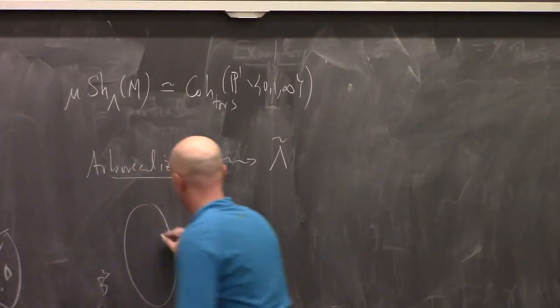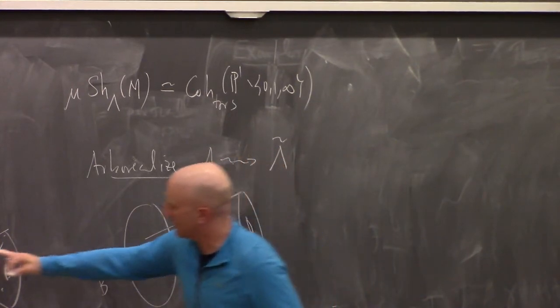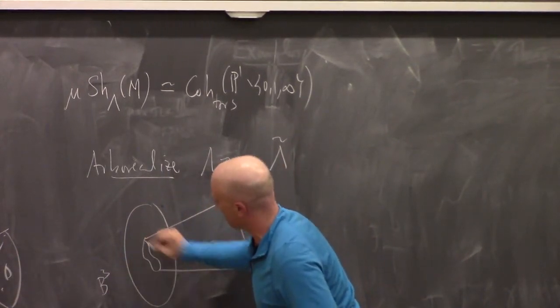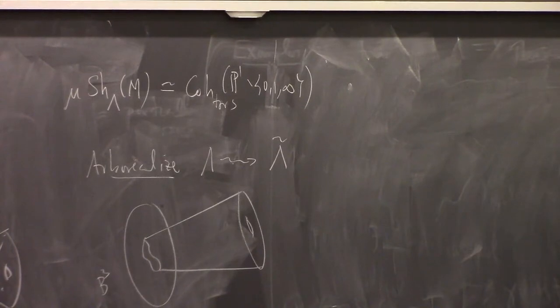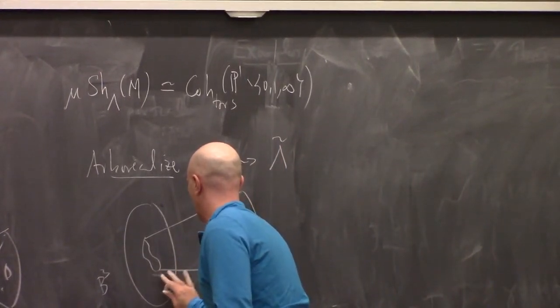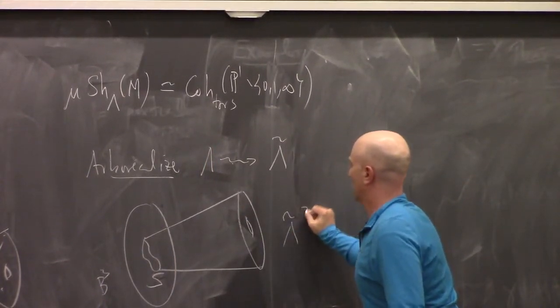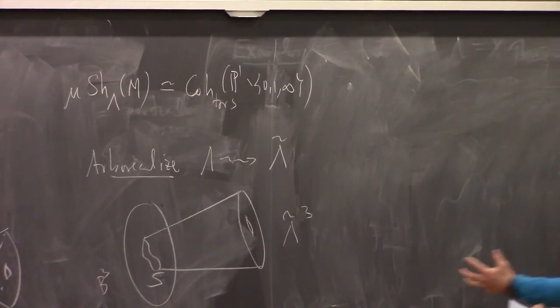You'll see a 3-ball, and then you'll see the rest of the cone, but the limit of the cone is some complicated subset inside the 3-ball. Okay? So inside the 3-ball, there's some surface, we call it S. And this is the picture of lambda tilde. So lambda tilde consists of 2 irreducible components.